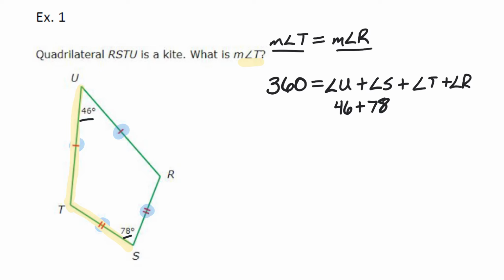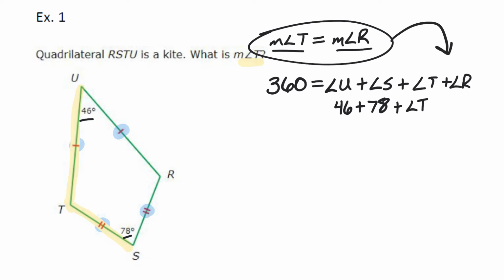We know T is the one that we're looking for. And here's where we're going to use that substitution method. We also know that T is equal to R, so why not substitute R with the angle T? So this combines to equal 360 degrees. So we are going to subtract away 46 and 78 to the other side. Put that in our calculator. When we subtract both of those numbers away, what we end up with is 236 degrees.